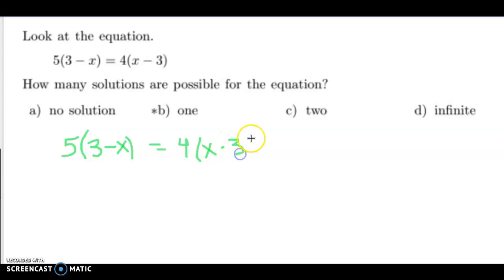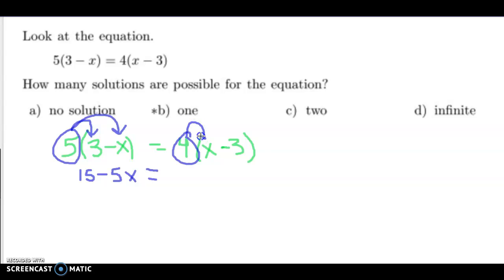As we all know, the first thing we have to do is get rid of our parentheses. So I'm going to circle the number on the outside. I know I'm distributing it to each term on the inside. 5 times 3 is 15. A positive times a negative is a negative. 5 times x is 5x. And that equals, circle this term on the outside, 4 times x is 4x. And a positive times a negative is a negative, and 4 times 3 is 12.